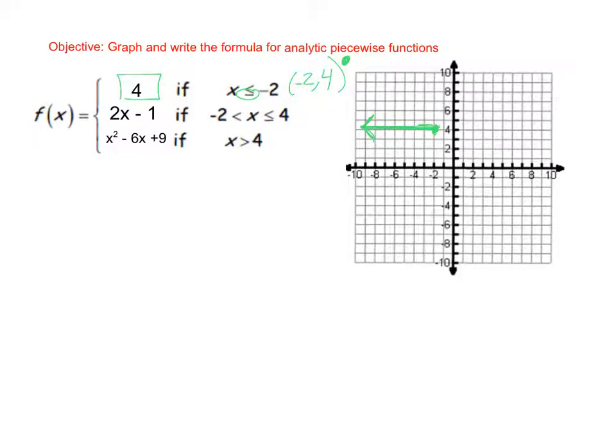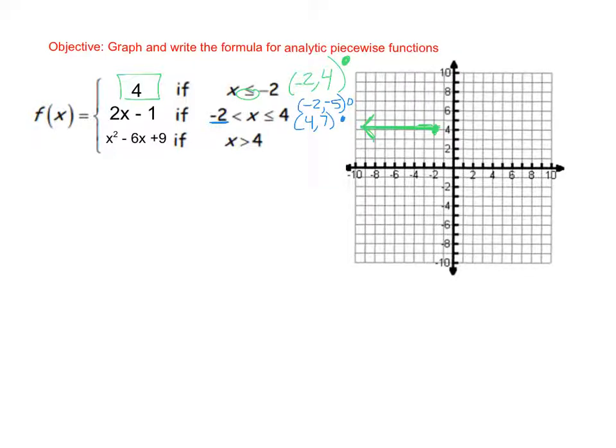Now, for the next one, we're going to cheat. Some teachers make you actually graph the line appropriately. I don't do that. I'm lazy. So we're going to do exactly what I just did, but with 2 numbers this time. So we have -2. What do you get when you plug in -2? -4 minus 1 is -5. That is an open circle. Then we're going to plug in 4. 4 times 2 is 8. Minus 1 is 7. Closed circle.